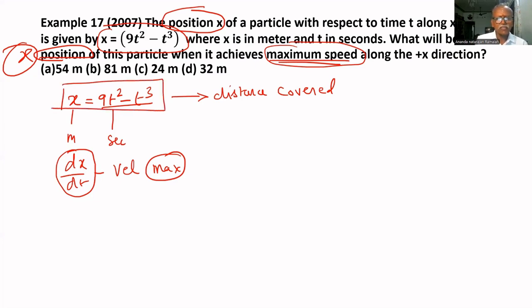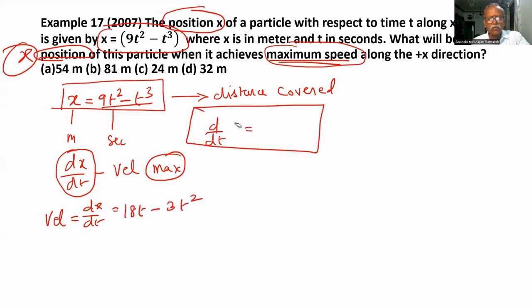What is the equation for speed? We have to differentiate this. That is, velocity equals dx by dt, that is equal to 18t minus 3t square. Using the formula d by dt of t power n equals n t power n minus 1, we found the equation for velocity.